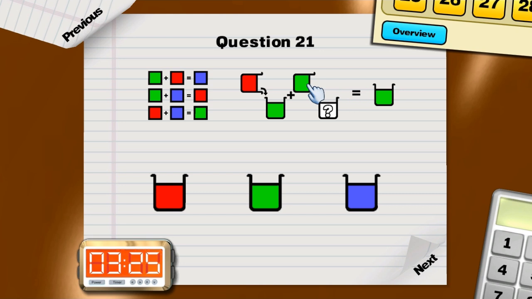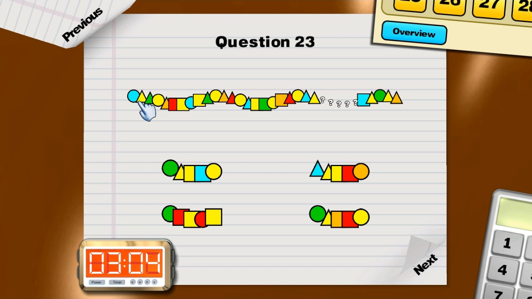There you go. And again, red into green this time will give us blue. We need to make green, so that's blue and red, so we need the red from this result. Green and blue will make red. That's blue again.